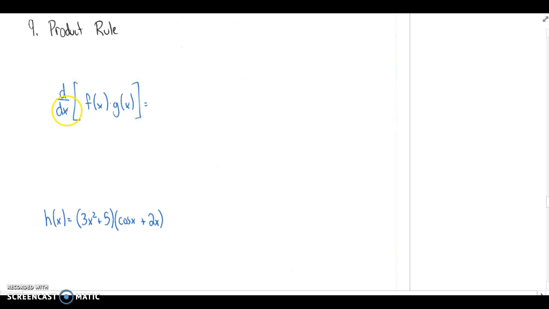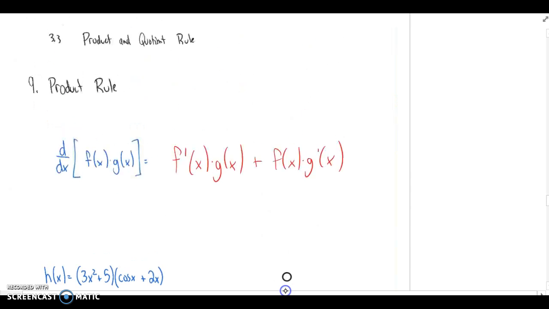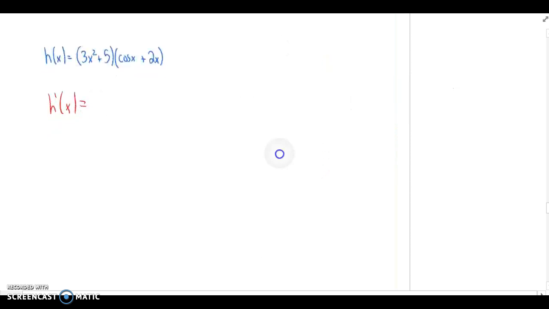Onto the product rule: the derivative of the product of two functions is the derivative of one times the function of the other plus the function of the first times the derivative of the second. As an example, if we're trying to find the derivative of this one, we're going to take the derivative of our first function, which would be 6x times the cosine of x plus 2x plus 3x squared plus 5, the first function, times the derivative of the second.